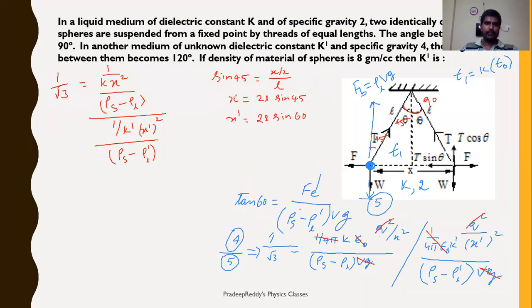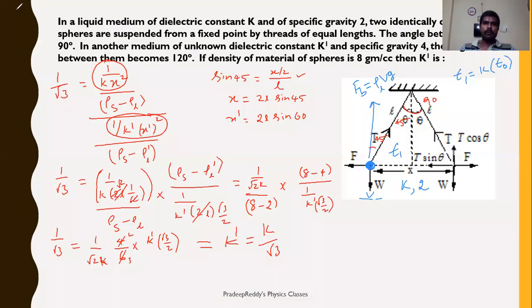Students, from figure you can calculate x and x dash. This is 45. It is x by 2. So sine 45 can be written as x by 2 divided by L. From here you can write x is equal to 2L sine 45. And for 120 degrees it is x dash, which is 2L sine 60.